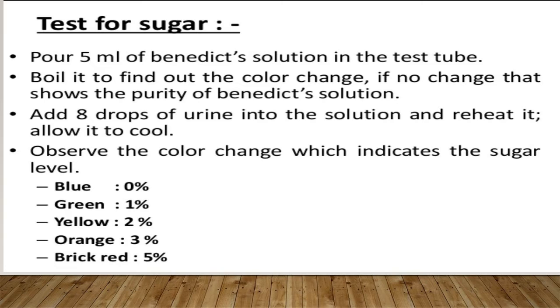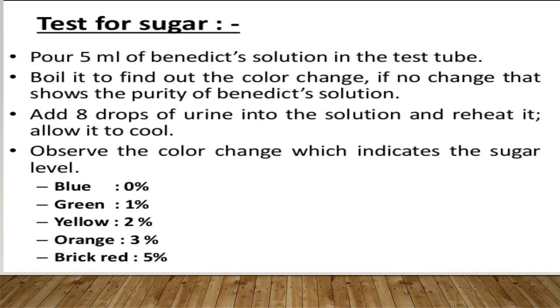Now first we'll discuss the test for sugar. For the test for sugar, first you have to pour 5 ml of Benedict solution in your test tube. You have to boil it to find out the color change. If there is no color change, what does it indicate? It shows the purity of your Benedict solution. If there is any color change of the Benedict solution, then we have to throw it.